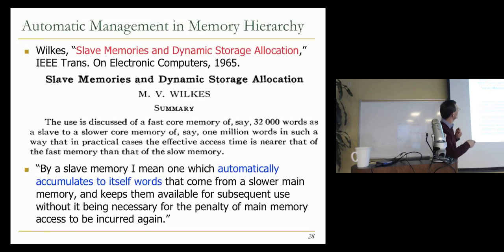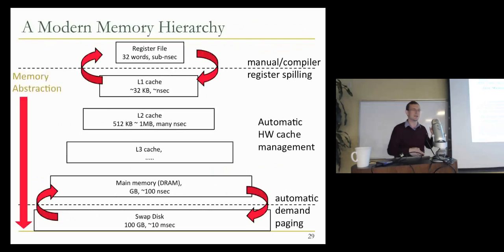So Maurice Wilkes, when he proposed caching, he actually meant the automatic management. Remember the quote I gave you earlier? He talked about slave memories. "By a slave memory, which is a cache, I mean one which automatically accumulates to itself words that come from a slower main memory and keeps them available for subsequent use without it being necessary for the penalty of main memory access to be incurred again." It's kind of beautifully written for its time, 50 years ago.